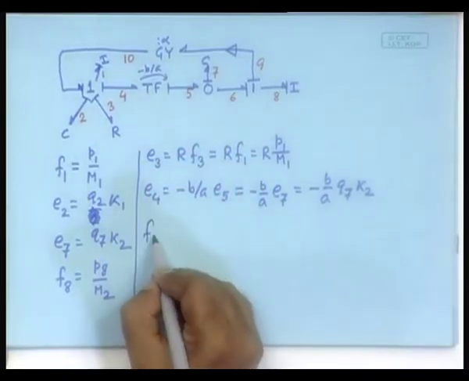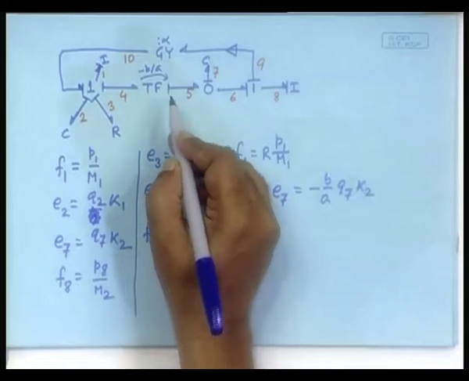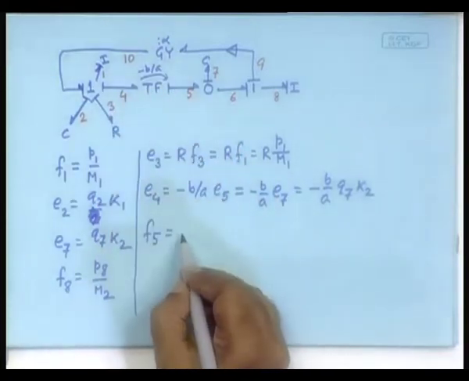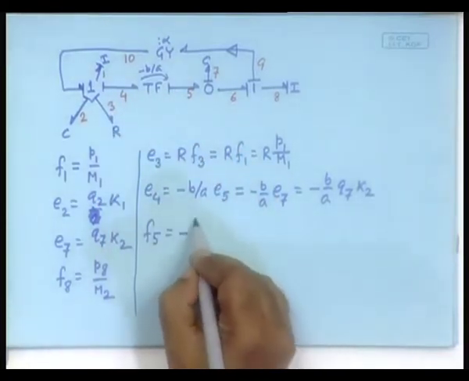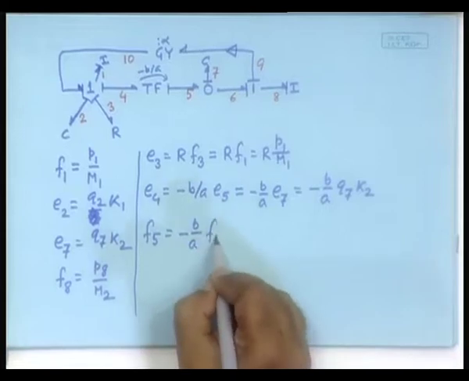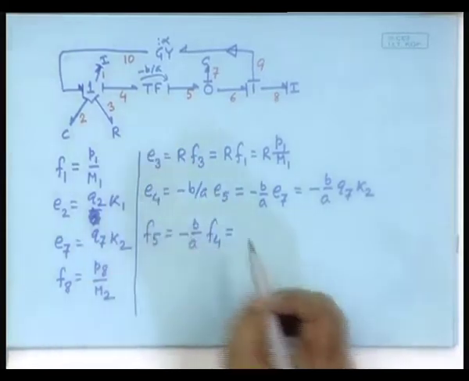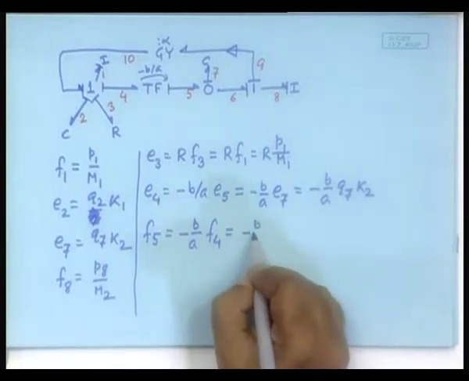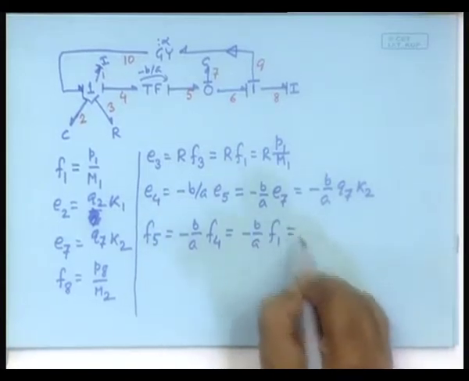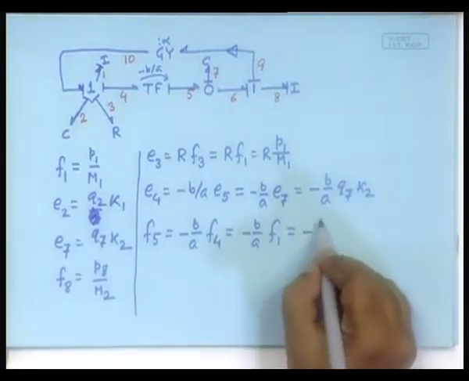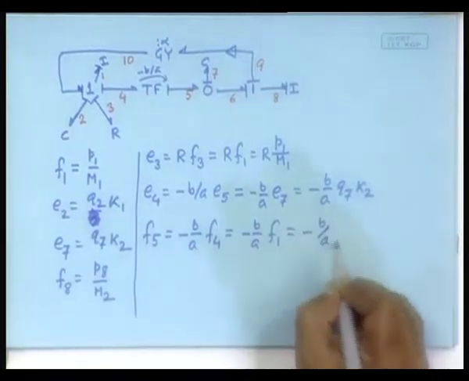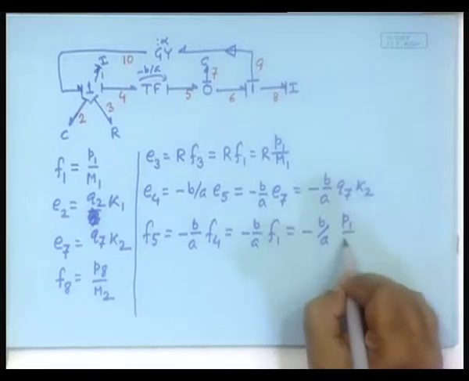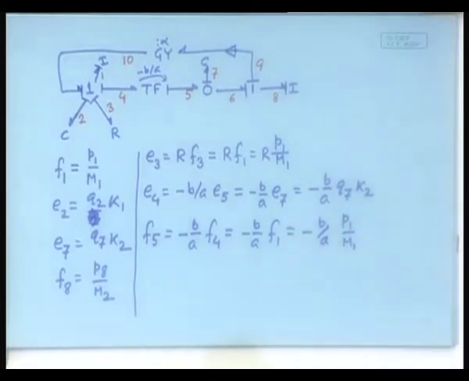F5. F5 will be related to F4. So, it is minus B by A F4. Now, what does F4 come from? F1, fine. So, minus B by A F1 is equal to minus B by A P1 by M1. What else remains?